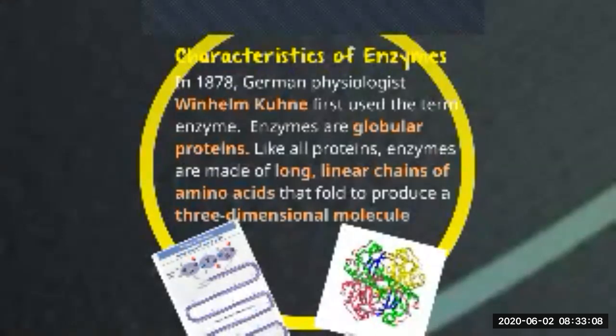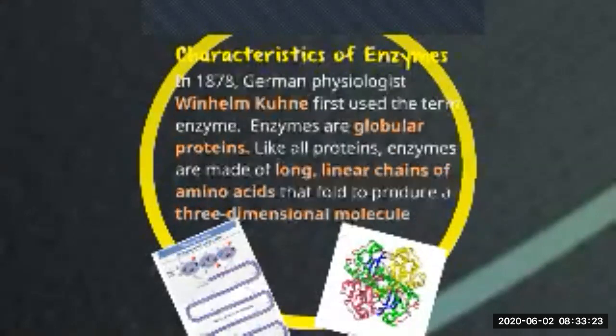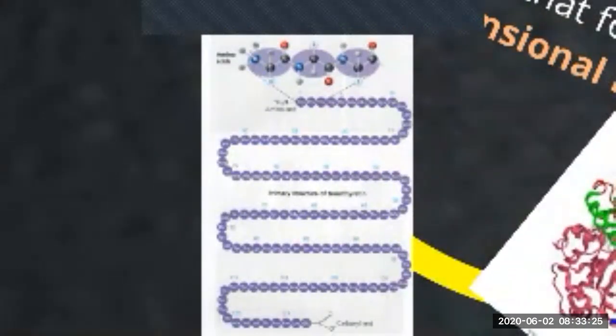Like all proteins, enzymes are made up of long linear chains of amino acids. This is what I have told you before, that proteins are made up of linear chains of amino acids. Let's look at this diagram. We have studied in the fourth chapter that long chains of amino acids are first formed in the rough endoplasmic reticulum, where proteins are synthesized. First, a long chain is formed, which is called a polypeptide chain.